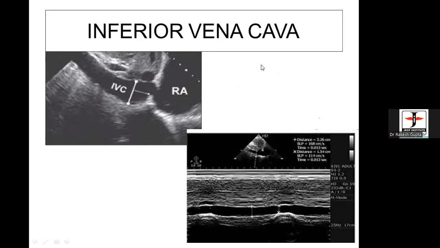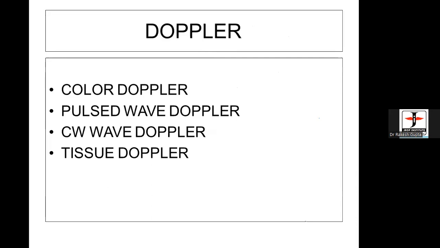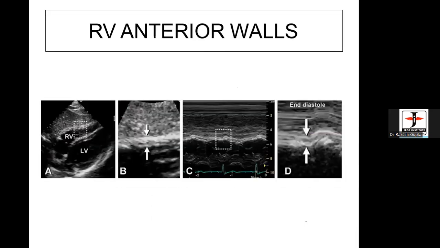Anybody else? Yes, sir. Are these values of TAPSE, MAPSE, and myocardial performance index the same for adult and pediatric age groups, or is there any difference? They are the same. There has not been a significant variation in these values. Okay.